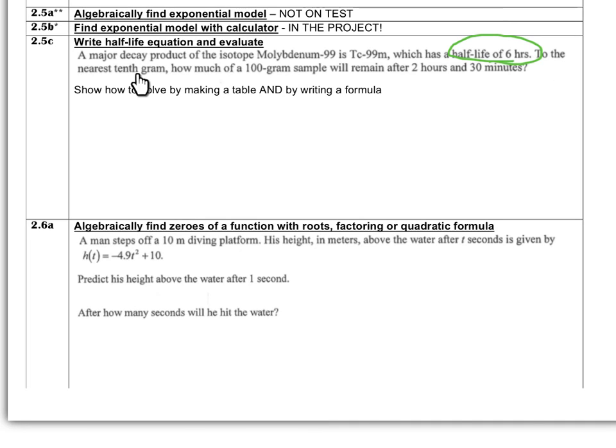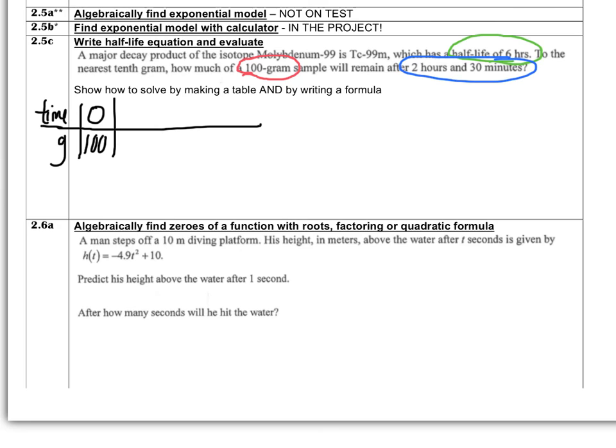To the nearest tenth of a gram, how much of a 100 gram sample will remain after 2 hours and 30 minutes? So it looks like we're starting with 100 grams and then you want to know what's left over after this. Now here it says, show how to solve by making a table and by writing a formula. So let's do the table first, and I'll get that set up.